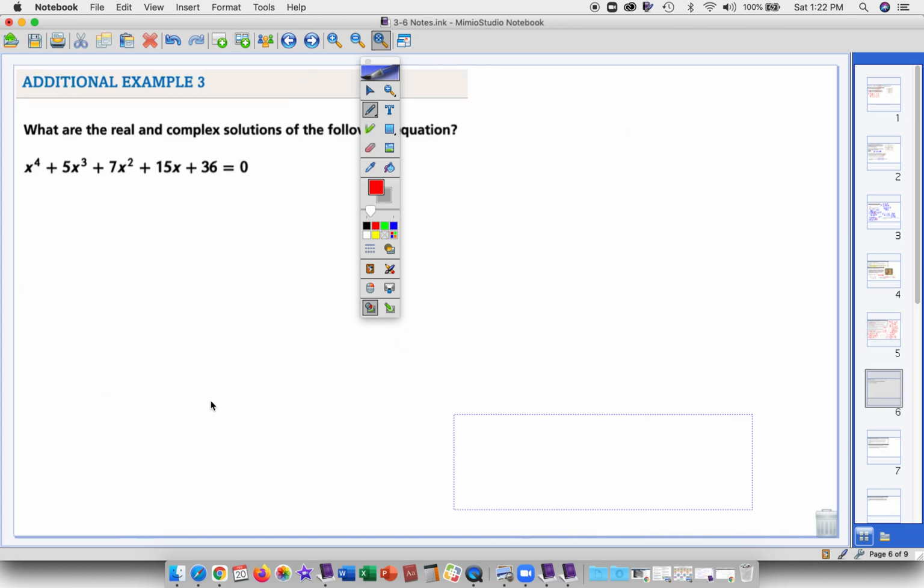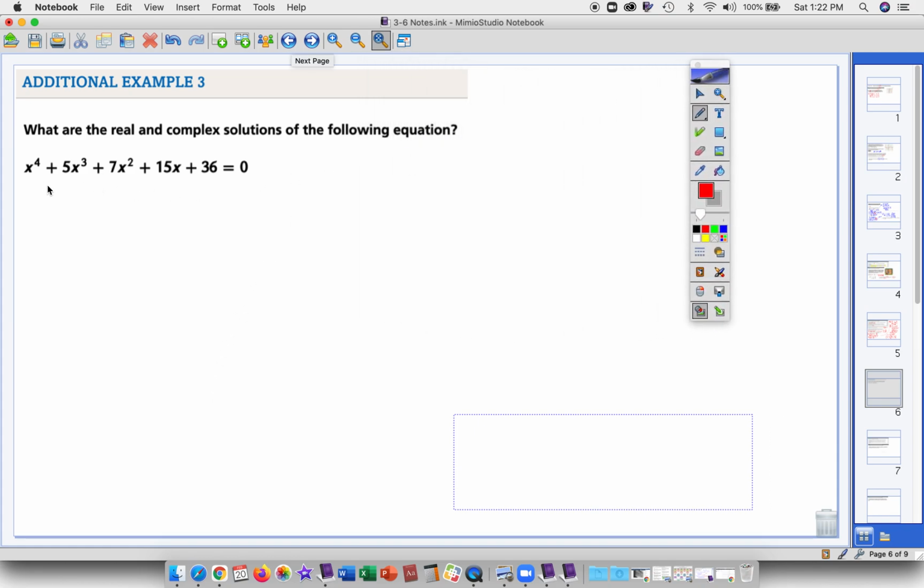Okay, we have an additional example 3. So let's take a look at this one. Here is a good tip for the day. When all of these signs are a sum, this is a theorem you'll learn next year, but it's an easy one to remember, and it's a good tip, so I want to tell you now.